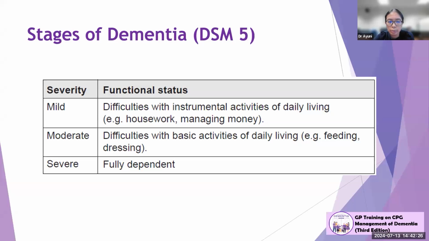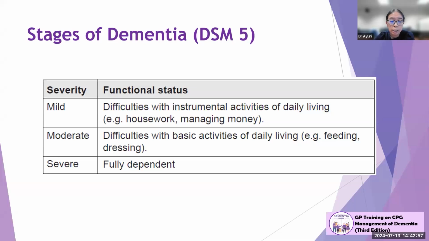Mild stage of dementia means they have difficulty in IADL but are still independent for basic ADL. So self-care, no problem, but higher level, they cannot. Cooking, they have problems, they cannot handle money already. But self-care, going to the toilet, bathing, feeding themselves, still okay. Moderate means difficulty in basic activities of daily living, so the basic ADL is affected already. Maybe they can feed themselves, but for changing clothes or bathing, they need help already.